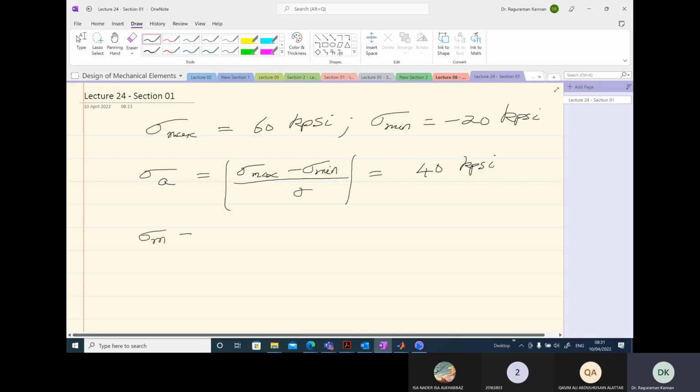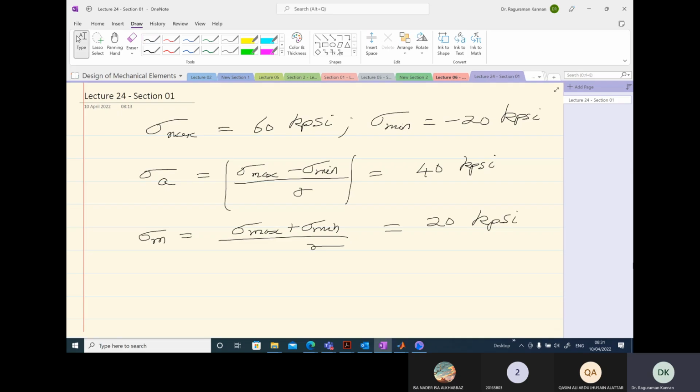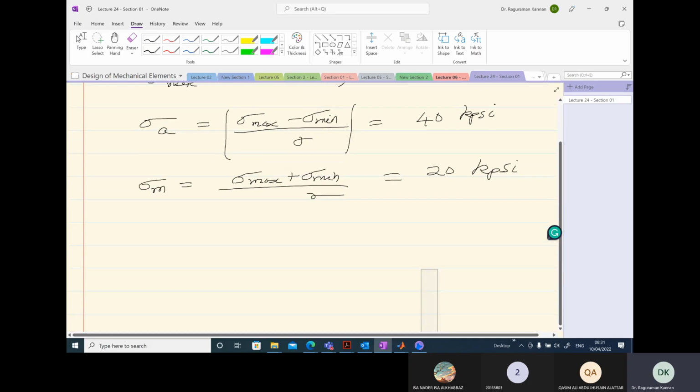Let's calculate the mean stress. The mean stress is sigma max plus sigma min over 2 without any absolute sign. It can be positive or negative. So 60 minus 20 is 40, 40 over 2 is 20 kPSI. So clearly the mean stress is not zero. It is non-zero, so it is not a completely reversed loading.